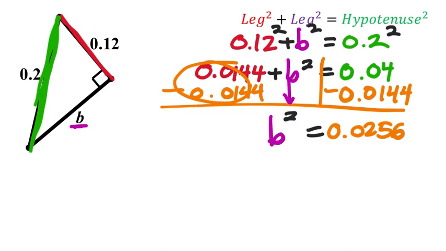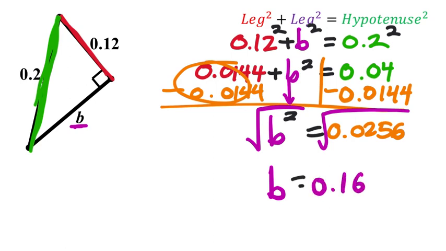Well, we don't want b to the power of 2, we just want b. So how do I make that power of 2 go away? Just square root it. But again, if I do it to one side, I've got to do it to the other side. So I've got to take the square root of 0.0256, enter, and I got 0.16. So that's my b value, one of the leg lengths right there, 0.16, and that's done.